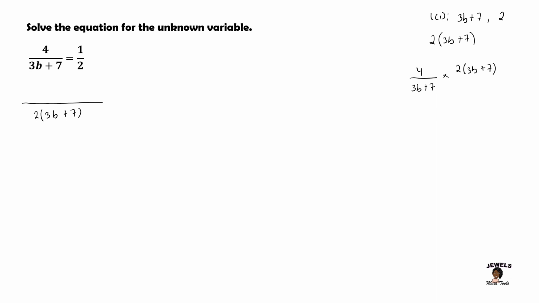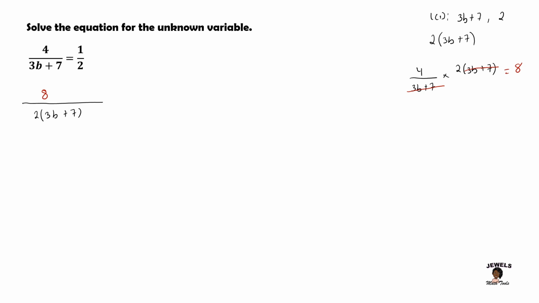Okay, so let's begin our canceling. So our 3b plus 7 will cancel, leaving us with just 2, and 4 times 2 is equal to 8. So the first fraction with its LCD will have 8 in its numerator.